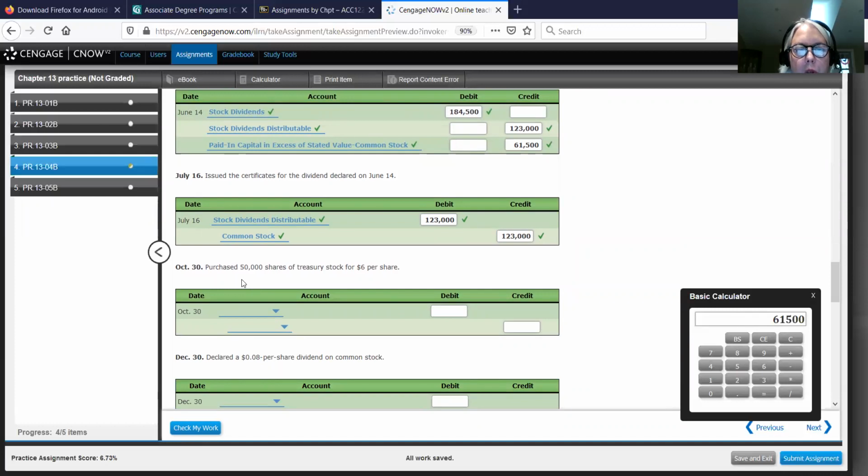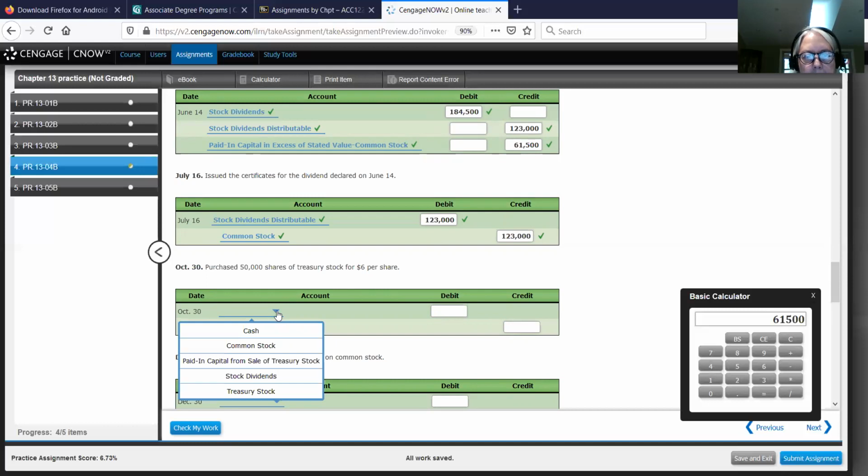Then on October the 30th, we are going to purchase 50,000 shares of Treasury stock at $6 per share. Remember, Treasury stock is where we're buying back our own common stock. We're actually taking it off the market. We can do this so that we can distribute the Treasury stock to our employees as a bonus, or maybe we want to try to affect the market share of the common stock by stimulating the number of shares that are sold out on the market.